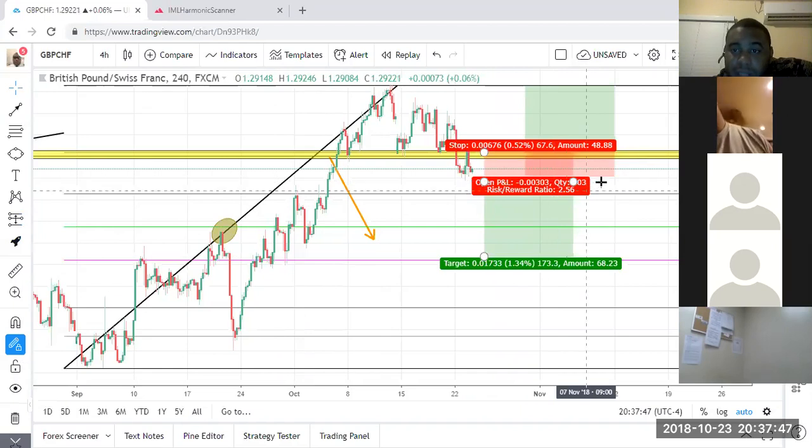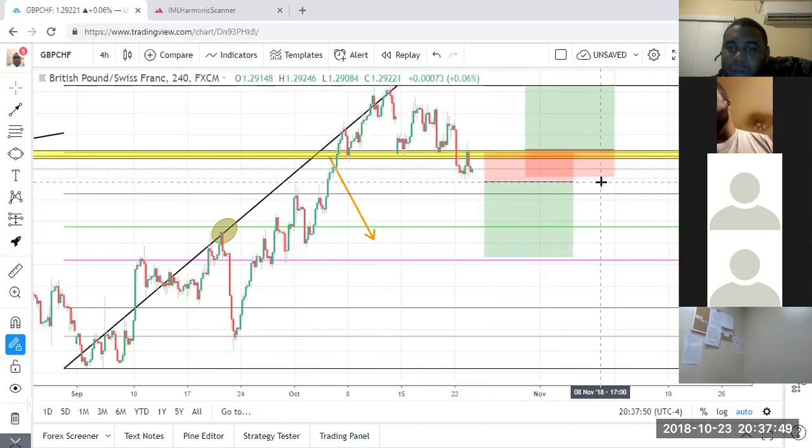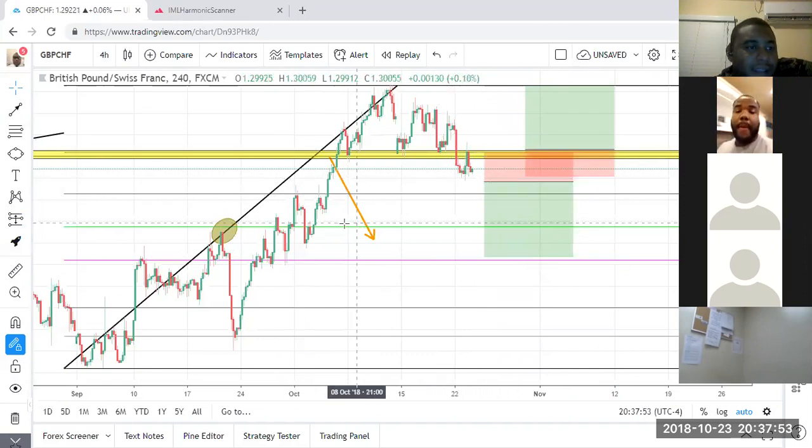I probably do a sell stop here. If I was to take this trade, I'd put a sell stop down here, away from the wicks. Like I said, we can get into that later on.